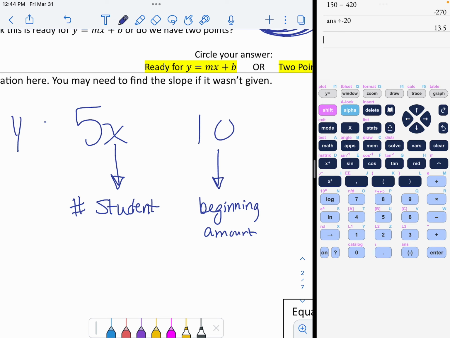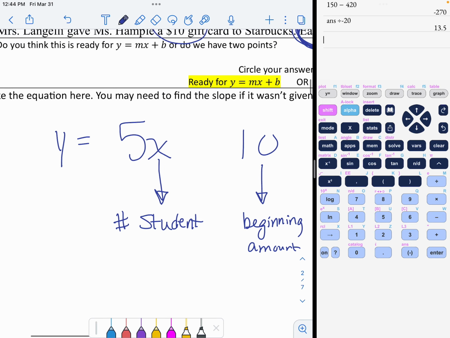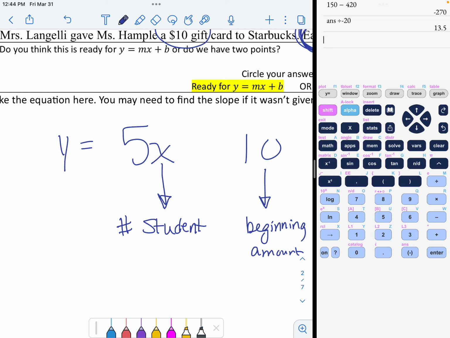So I'm going to do y equals 5x. Now it sounds like everything was going up from Miss Hample. The 10 was positive and the students are also giving and they're not taking from her. Oh my gosh, I hope you guys aren't taking from her. So they're both positive because the 10 is going up and the 5 is going up. So y must represent how much money she has for Starbucks.